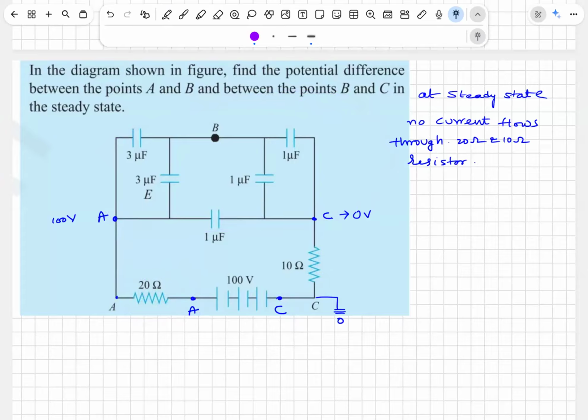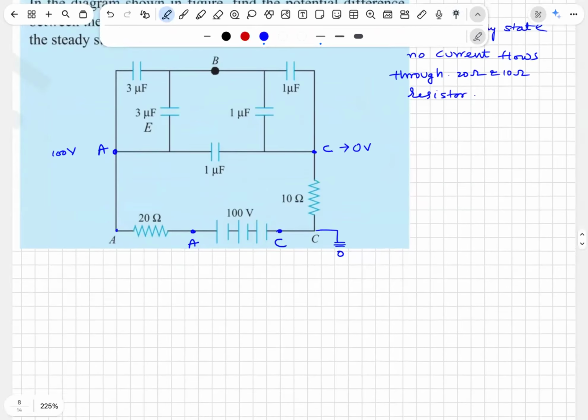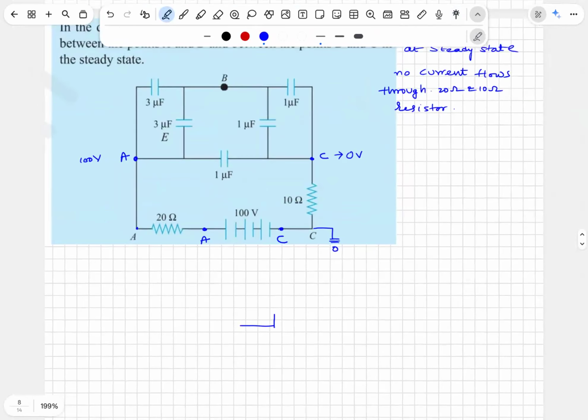So finally, this circuit according to me is the same as 1 microfarad, and those 3 and 3 in parallel will become 6 microfarad; 6 microfarad and 1 microfarad are in parallel. That will become 2 microfarad. Previously I uttered 3 ohm, but it is 3 microfarad, 3 microfarad, 3 microfarad.